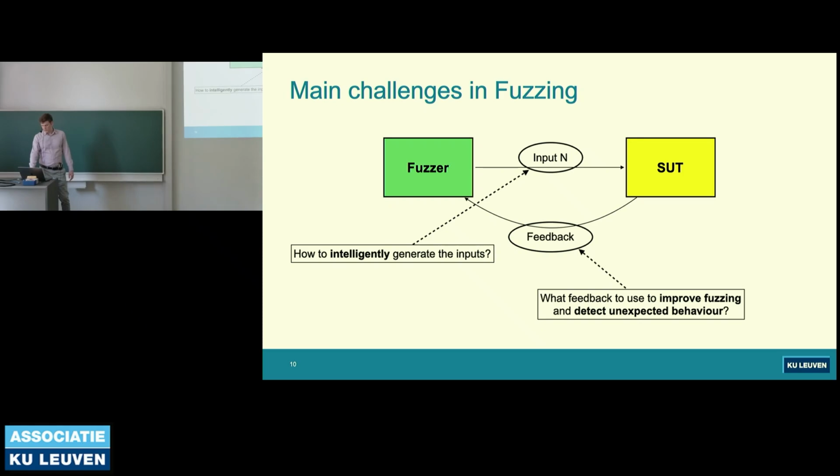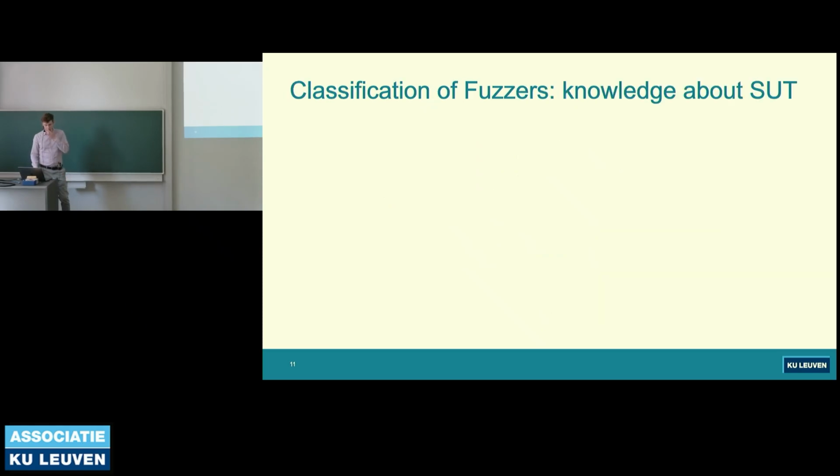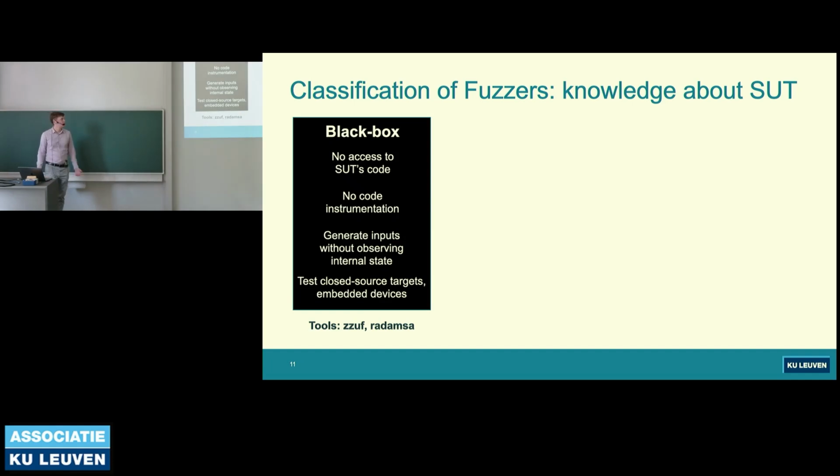Now I'll give you a quick classification of fuzzers. First, we'll start from the classification that tells how much the fuzzer knows about the system under test. The first type is the so-called black box fuzzers. They have no access to the system under test's code, and they cannot instrument the code. Basically, all they do is generate inputs without observing the internal state of the system under test. This kind of fuzzer is typically used when you don't have direct access to the source code, which can easily happen, for instance, in the case of embedded devices.